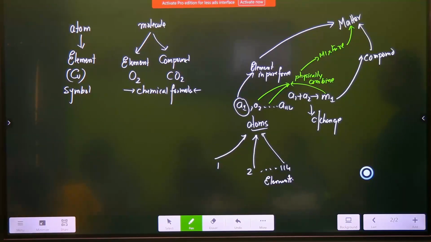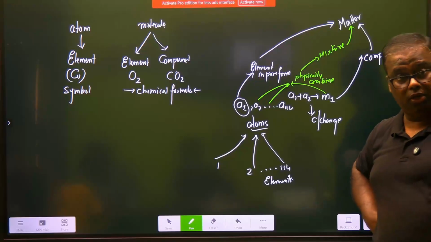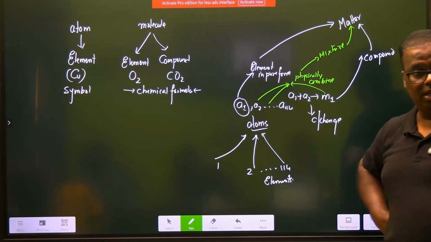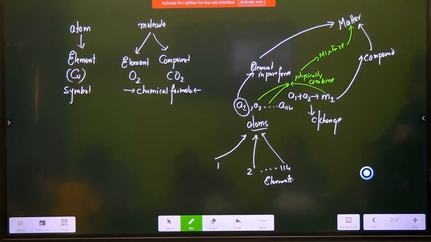The next time when you're in class, this should be thorough to you. You should not have any ambiguity. What is an element? What is a compound? What is an atom? What is a molecule? What is a mixture?